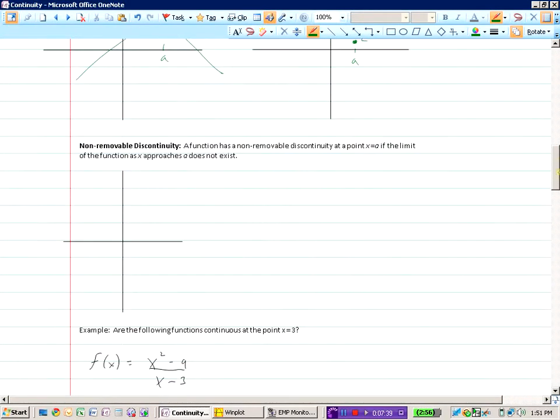where are we? Right here. A non-removable discontinuity means that the limit of the function does not exist at that point A. So here would be an example of a non-removable discontinuity. The limit does not exist. So these would be functions where we have big gaps. There's a gap in the function. The function jumps from one place. There's another word to define it. It jumps. Jumps down and starts again. But the precise definition would be that the limit does not exist.